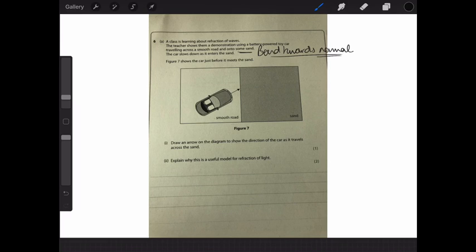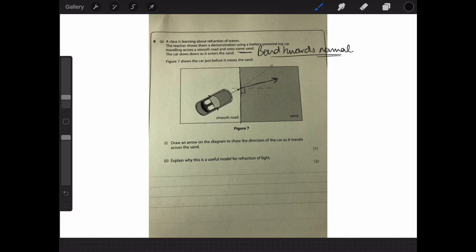So when I am then asked to draw an arrow on the diagram to show the car as it moves, I'm going to draw my normal line in, and I don't need to do that accurately with a protractor for this 1 mark, but that is 90 degrees to that surface. So there's the surface and there's my 90 degrees. And if the car didn't change direction, it would carry on up here, wouldn't it? However, it does change direction because it's going to slow down, and therefore it will bend towards the normal. So my final answer to that 1 mark is going to be there.